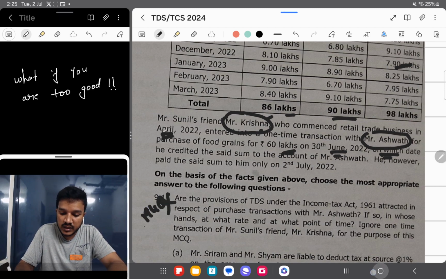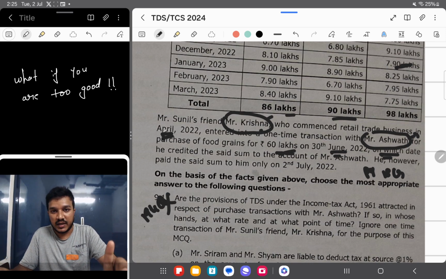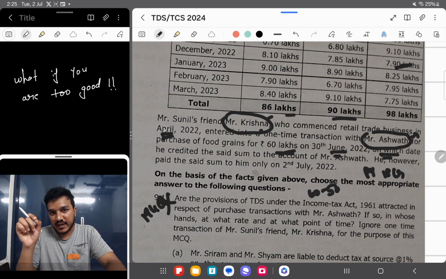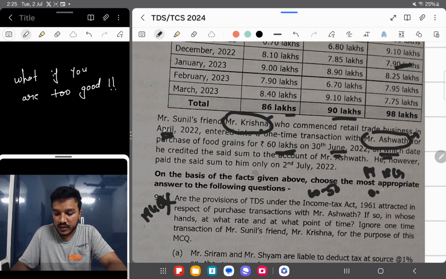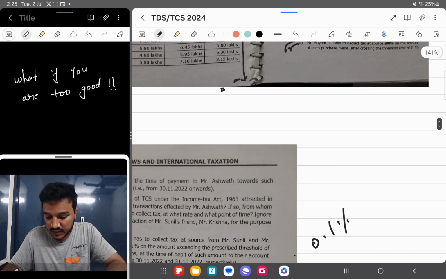So we don't look from Krishna's point of view, now we look from Ashwath's point of view. Ashwath's previous year turnover is 18 crores, which we already saw, which is more than 10 crores, and he is also selling an amount which is more than 50 lakhs. So in this case, Ashwath is a seller, TCS shall apply. TCS will apply only on the excess part, that is 60 minus 50. Only on that excess 10 lakhs, TCS shall apply at the rate of 0.1%. Now we will go down and see what exactly the question is asking.